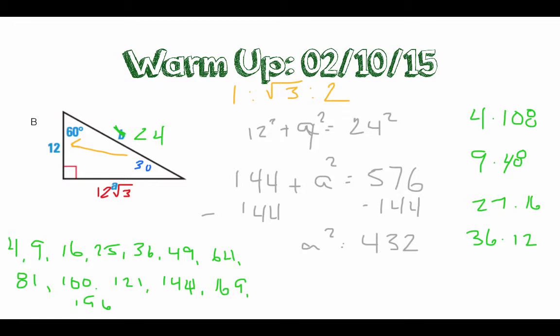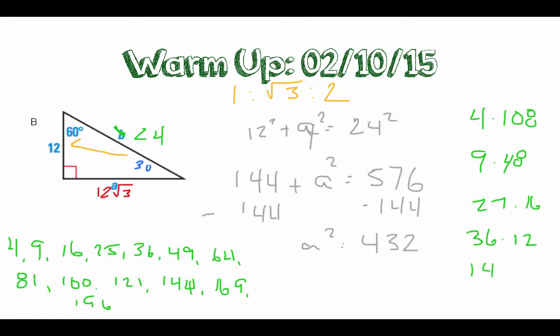Decimal. Let's try 64. 432 divided by 64 is also a decimal. Let's try 81. 432 divided by 81 equals a decimal. 432 divided by 100, I know is not going to work, so we'll jump up to 121. Decimal. 432 divided by 144, 3.